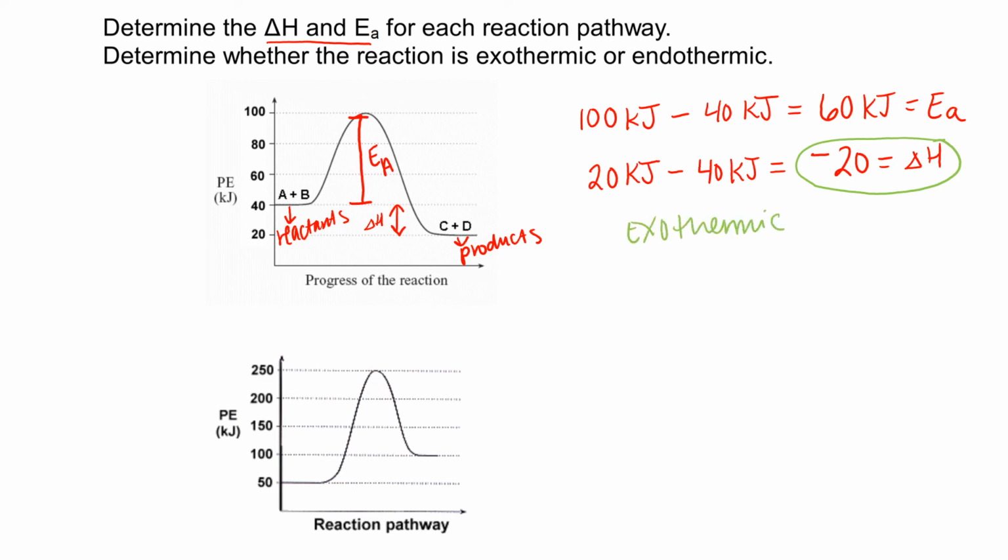And remember, that holds true with the idea that our products are going to have less energy than our reactants, because some of the energy that the reactants had is being lost to the surroundings. So the products end up having less energy overall. Now I want you to take a look at the bottom reaction pathway, and I want you to calculate the activation energy, the change in energy, and tell me whether or not you think that reaction is exothermic or endothermic.